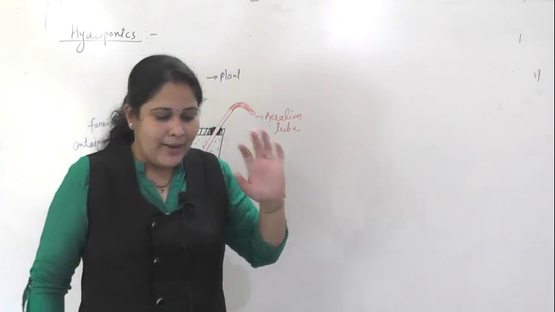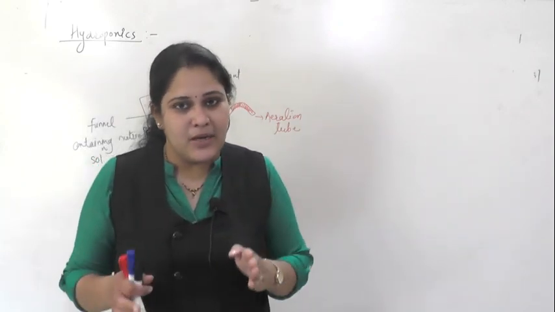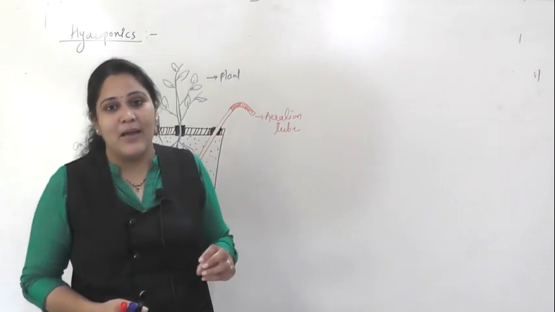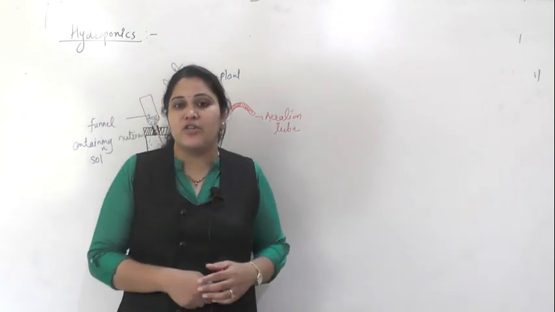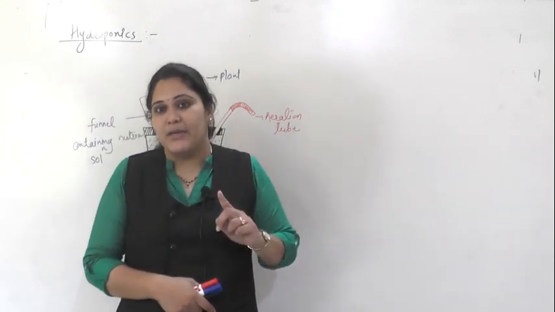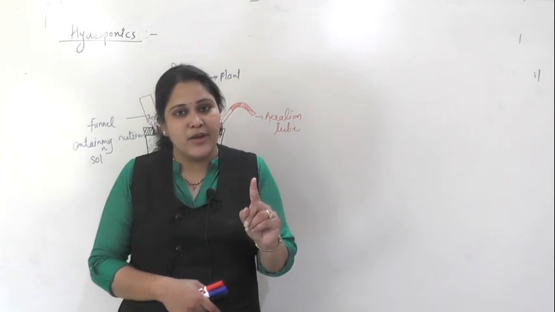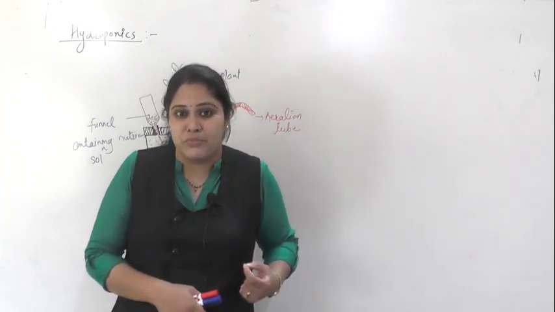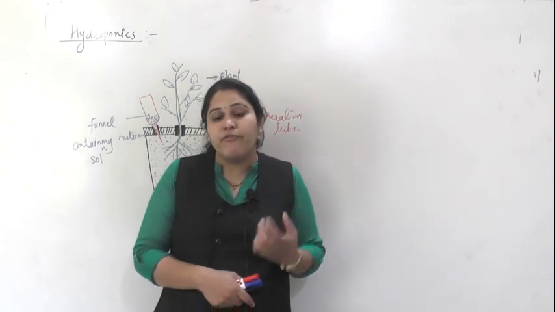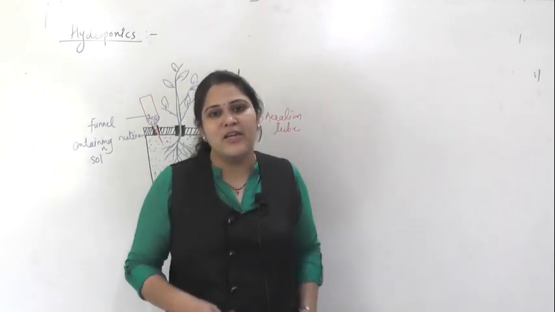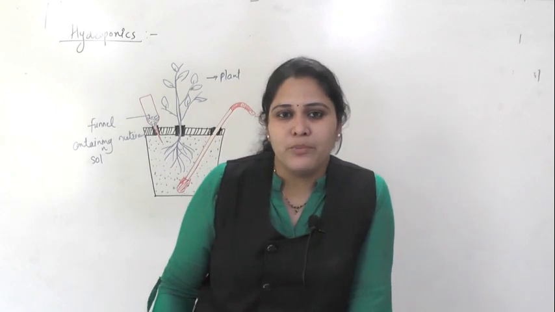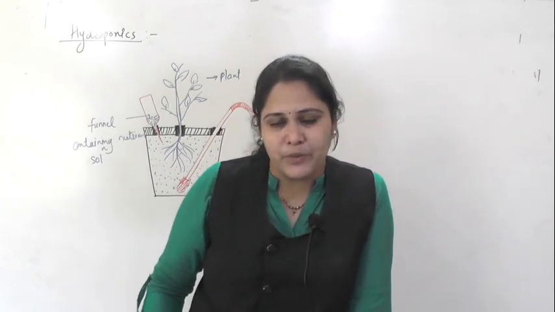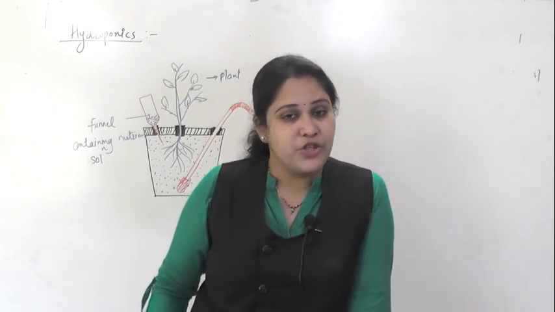If a mineral element is absent, the metabolic reaction in which that mineral element is involved will be disturbed. And because of this, the plant will show some symptoms. Now these symptoms are morphological symptoms. Externally, we see some abnormalities in the growth of the plant. So these are known as deficiency symptoms.